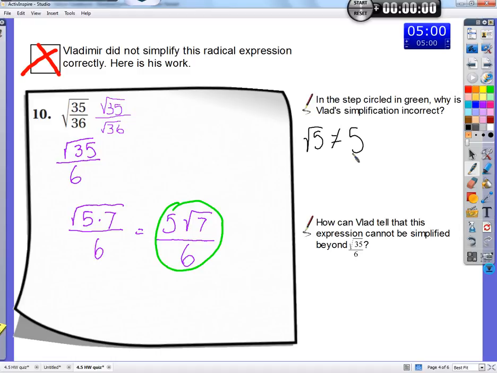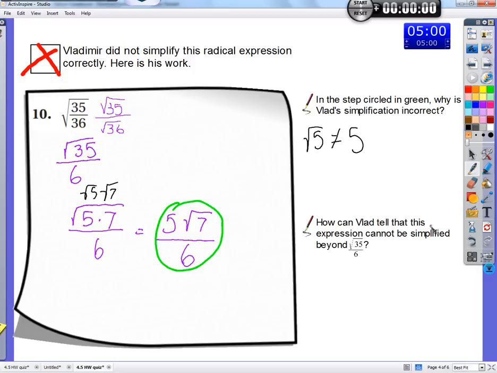So it is essentially saying, since this is the square root of 5 times the square root of 7, saying the square root of 5 is 5. That's not true. Square root of 5 is not 5. All the other parts have stayed the same. Okay, so we can't do that. Don't just simply factor it and then disappear a square root and then leave the other one in the square root for no good reason whatsoever.